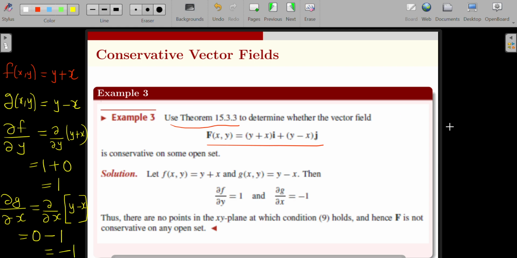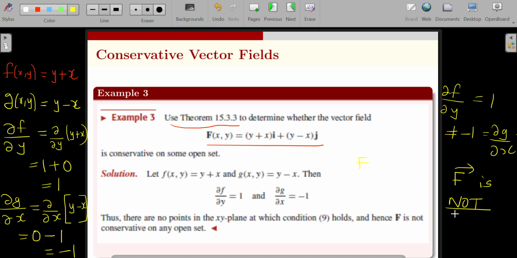From this, what you can observe is that here ∂f/∂y is equal to 1, which is not equal to -1, which is ∂g/∂x. So you can conclude that ∂f/∂y is not equal to ∂g/∂x; they do not agree. This means that the vector field F is not conservative. That is what you can observe.